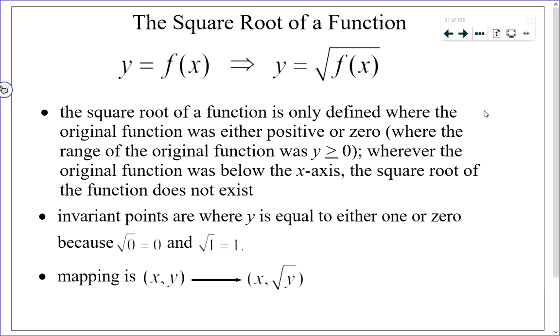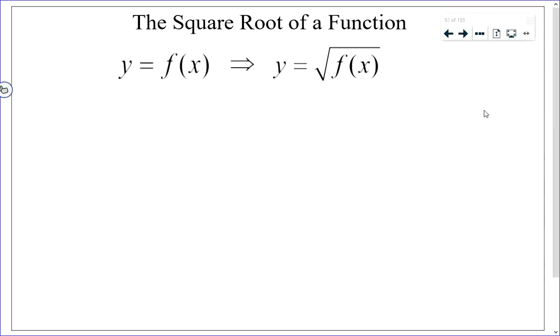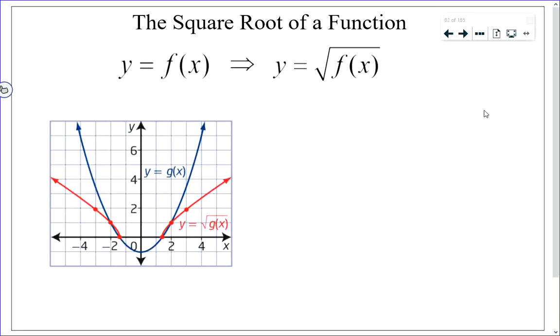There are invariant points associated with these functions. Since you're taking the square root of y, anytime y is 0, you're going to get an invariant point because the square root of 0 is still 0. Any place the y coordinate is 1, you're going to get an invariant point because the square root of 1 is still 1. Just to visually remind you of what these look like, that blue graph is y equals g of x. Y equals root g of x will look like the red graph. We have invariant points on the x-axis. There are 2 of them, and we have 2 invariant points where y equals 1 as well.